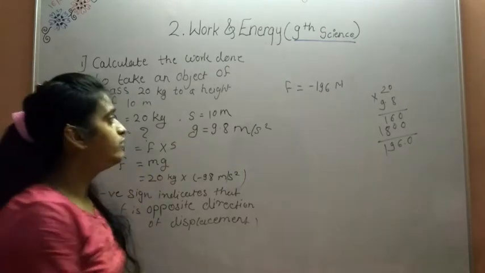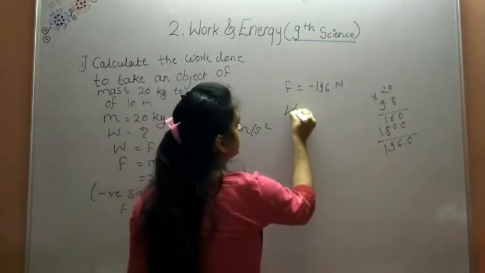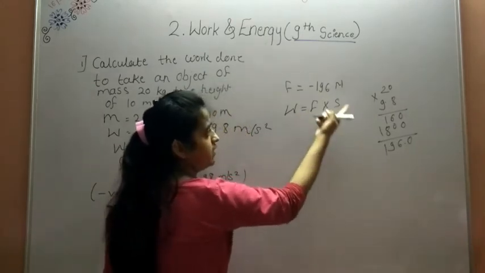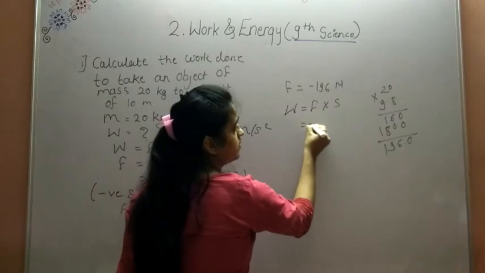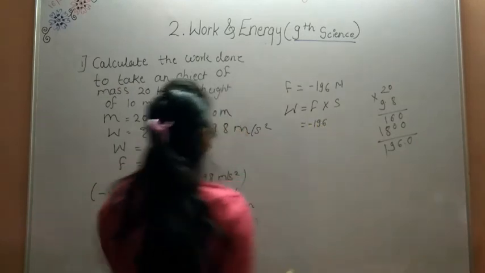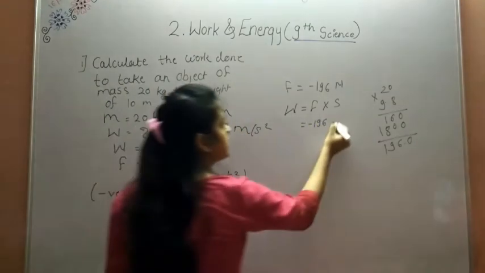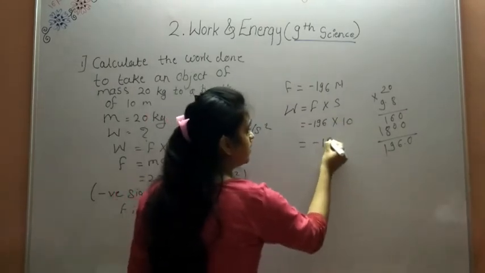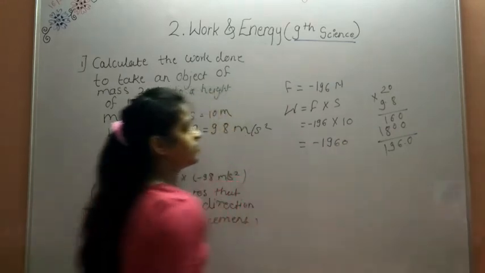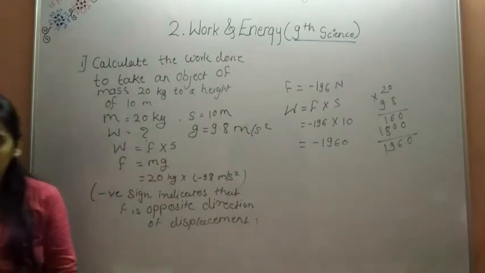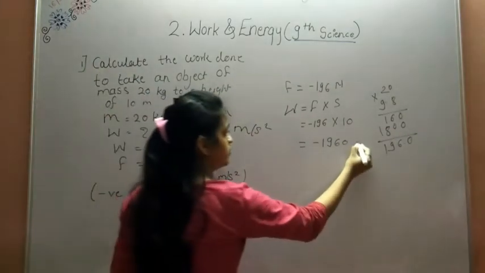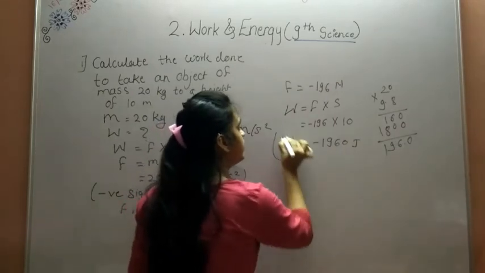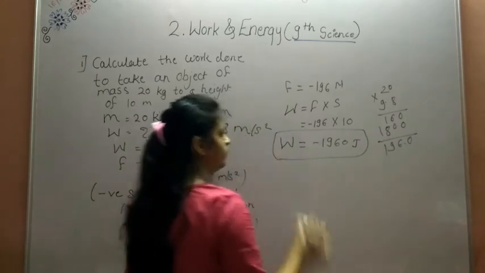So we find out the work done. Work is equal to F into S, where F means force and S is displacement. So F is minus 196 and displacement means height, so it is 10 meter. So minus 196 into 10 is 1960. So work done is calculated in the unit of joule. So this is our final work done answer.